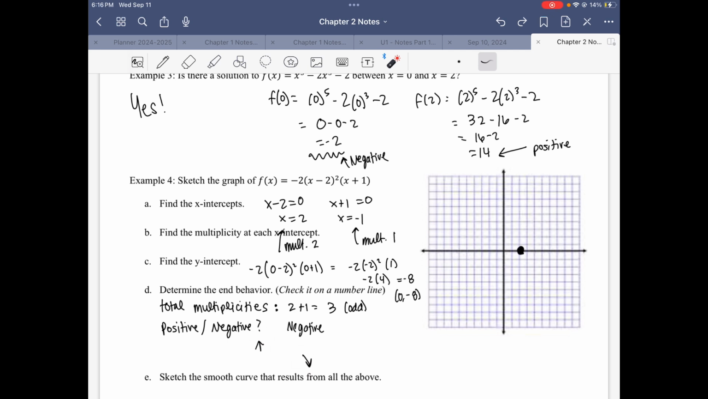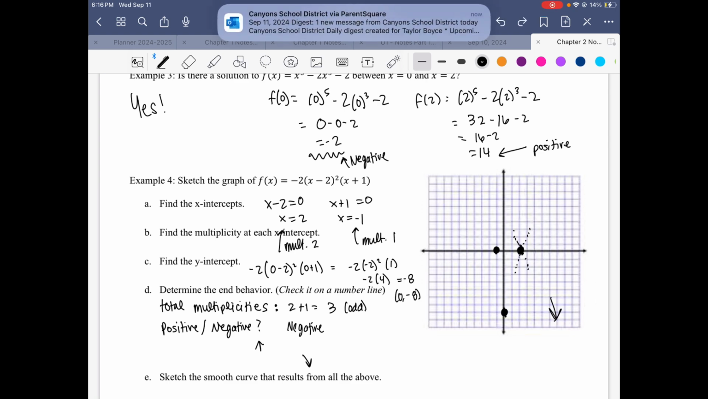So I'm going to start by graphing our x-intercepts. There they are. Then I'm going to graph my y-intercept. Okay. And then I got to think about my multiplicities here. So 2 has a multiplicity of 2. So either it's going to go down and bounce off this way, or it's going to come up and bounce off this way. And in order to know, I need to think about my end behavior. So because my end behavior is going to go down over here, there's nothing between here and my end behavior to tell me to do something different.